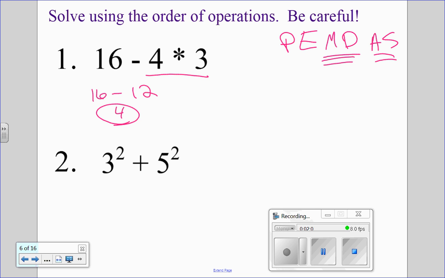Number 2, what do you think would happen first? Let's go with Kenneth. Perfect. So Kenneth, what's 3 squared? And what's 5 squared? Perfect. And then we'll finish it off with our adding. 9 plus 25, 34.